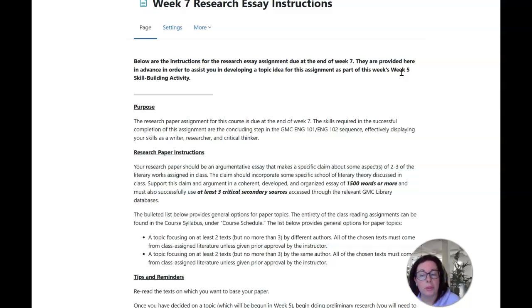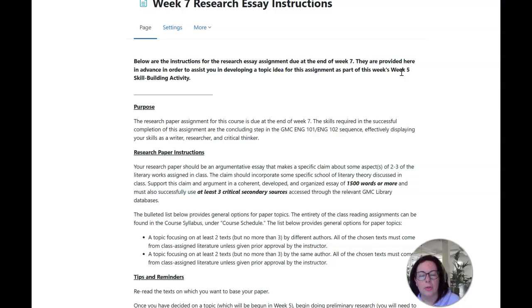So you could use stories that we haven't read yet. You can look in the course schedule and see all of the different things that we're reading. Most students feel comfortable with some of the things that we've already read because we've talked about them in discussion boards, and we've revisited them a number of times. So think about, you're going to choose a topic focusing on at least 2 texts, but no more than 3 by different authors. All of the chosen texts must come from class-assigned literature.